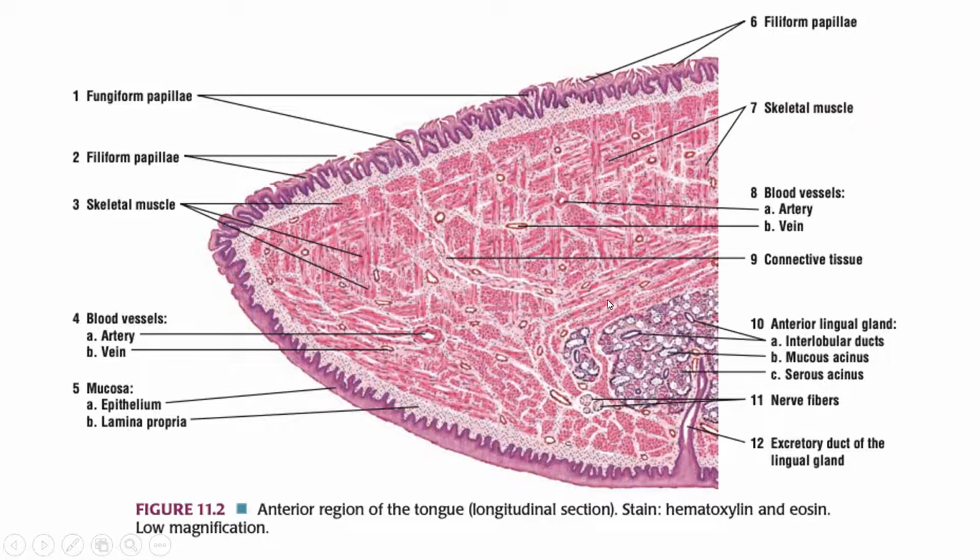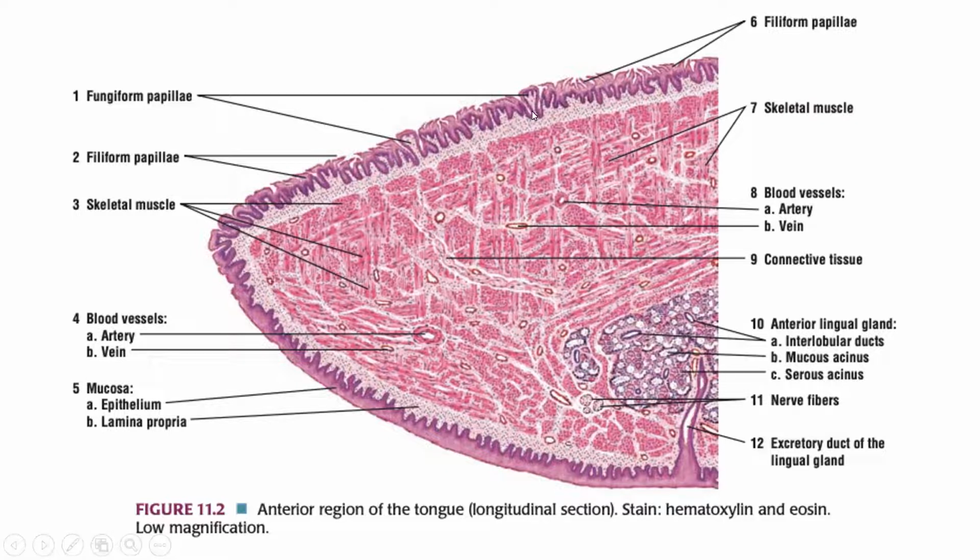And the core of our tongue is made up of a group of skeletal muscles, which are located in different orientations. Some of them are longitudinally located, some of them are oblique, some of them are transverse. Because of that, we can move our tongue in different directions. The mucosa of the dorsal surface of our tongue can make some protrusions, some projections.